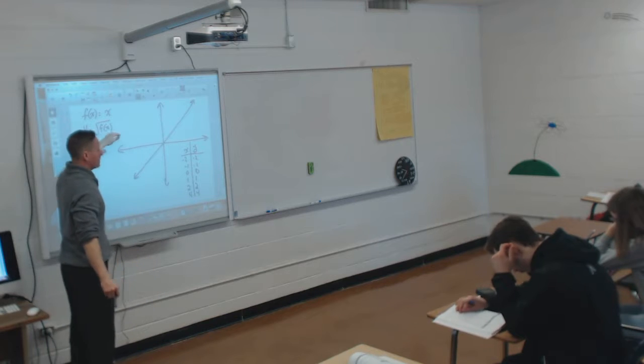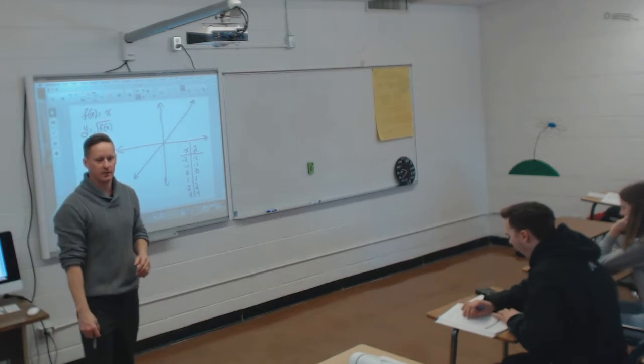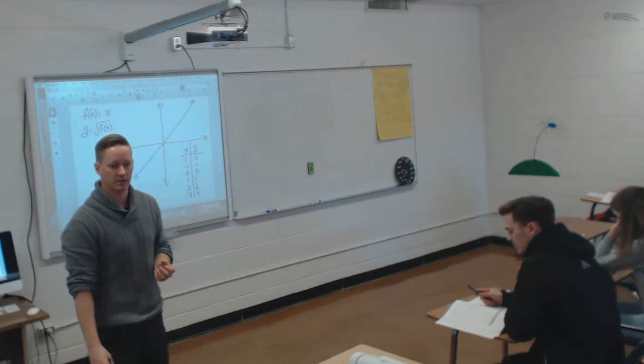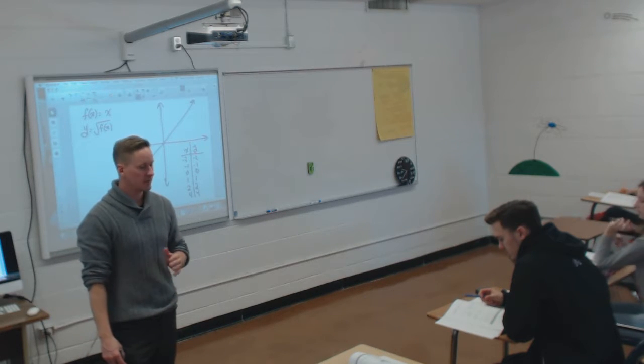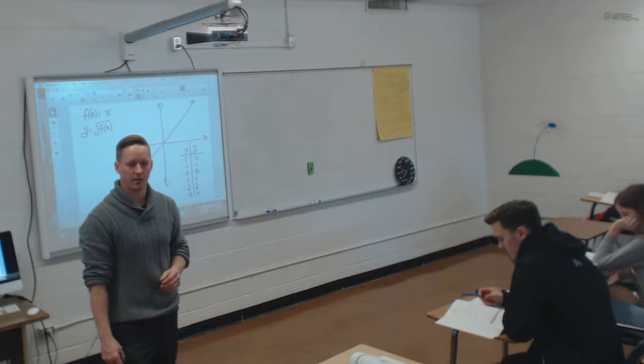What does f of x represent in my original graph? It's the y values. So I'm going to take the square root of all the y values, and your x stays the same. Just take the square root of your y values.